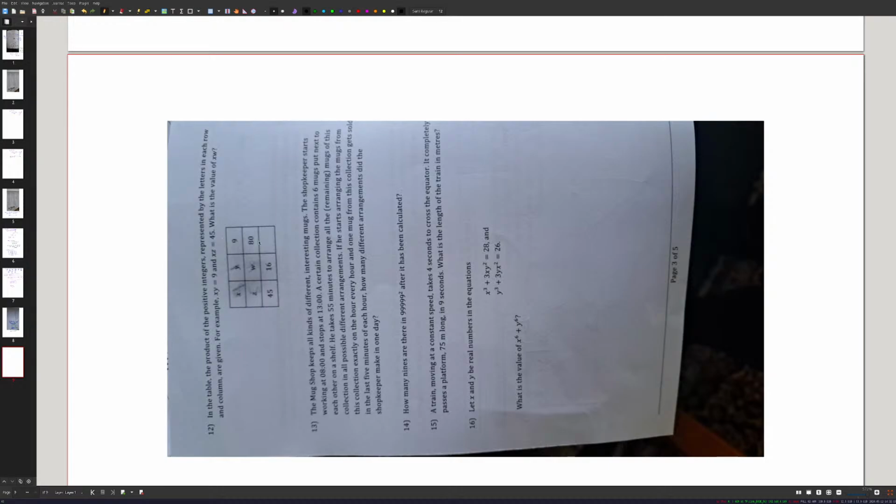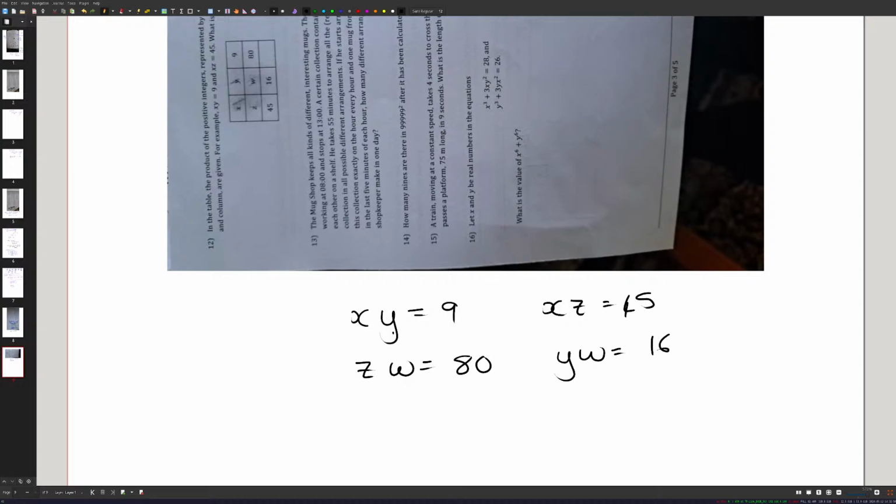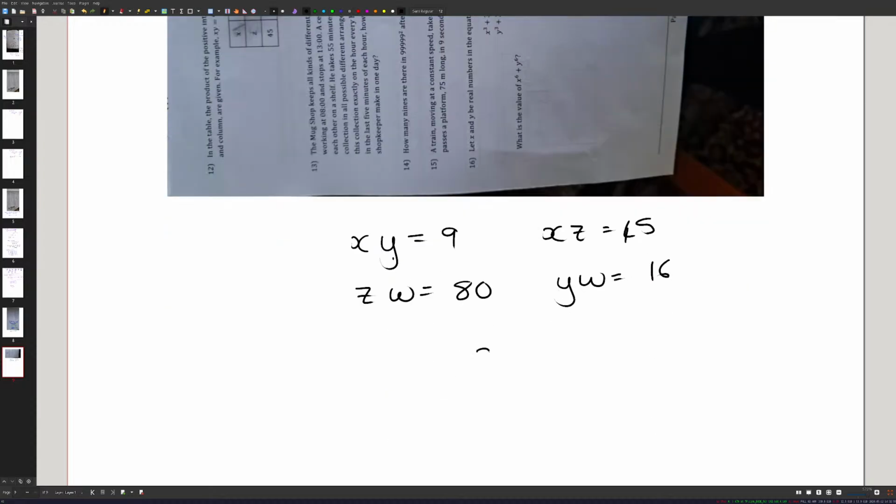So xy is 9 and xz is 45. What is the value of xw? So let's redraw this table, or actually I'll just write down all the equations you can get from it. So xy is equal to 9. xz equals 45. zw is equal to 80. And yw is equal to 16. Yeah, I think that's everything you get from it. And the question is, what is xw?